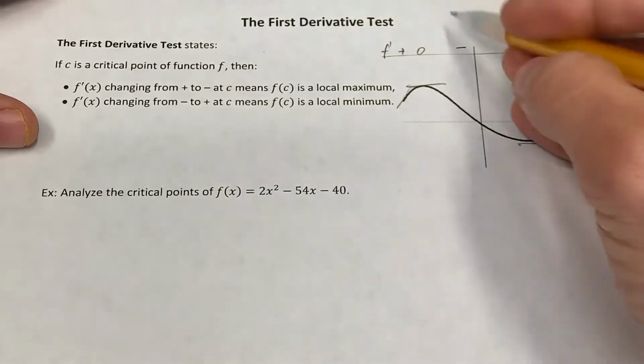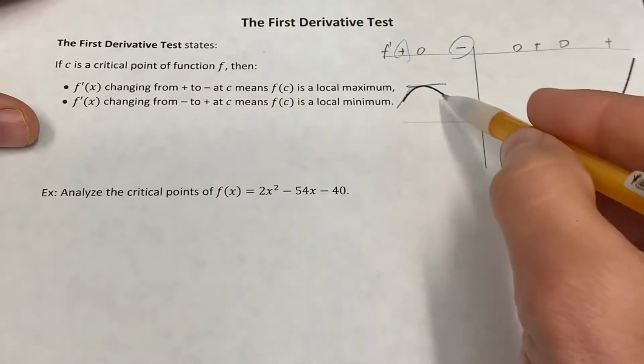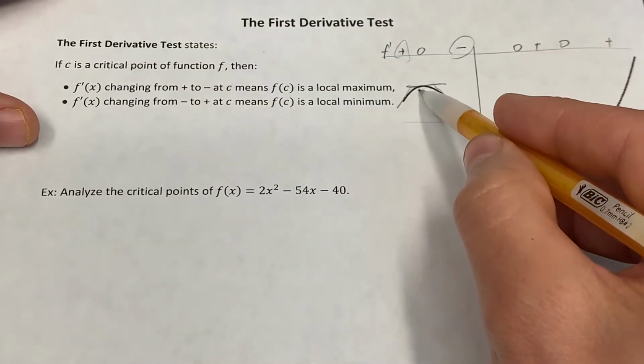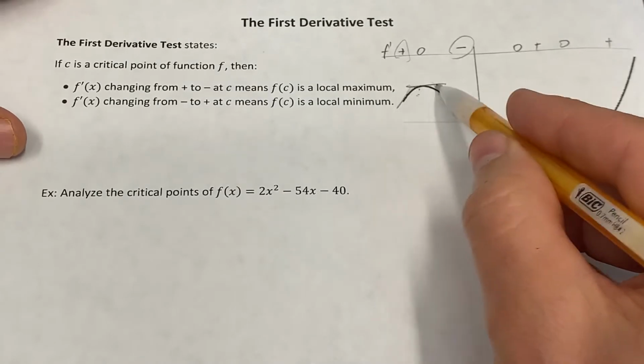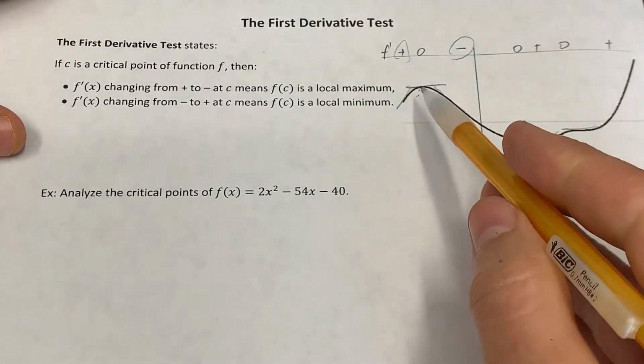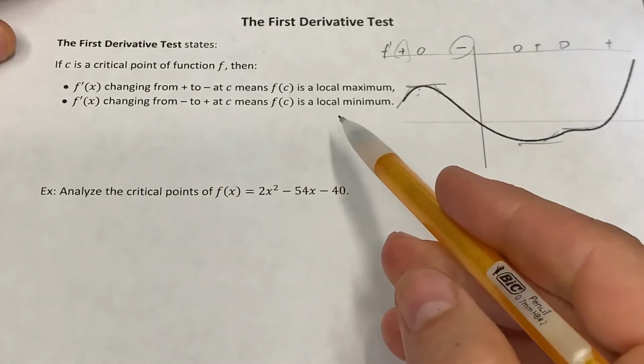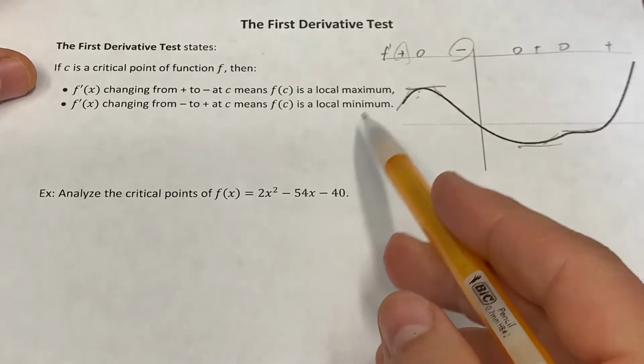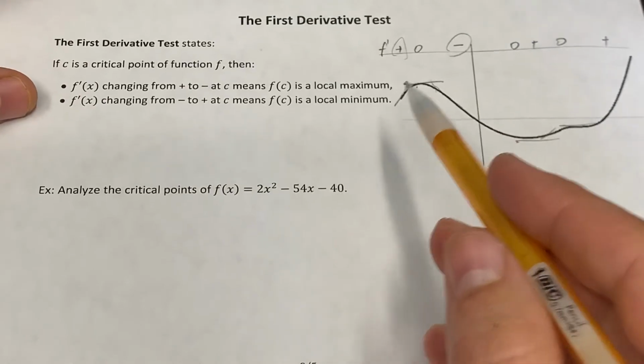So if the derivative changes from positive to negative, can you see that we have a local maximum at that point? Your book goes into more detail on this theorem, but I think that's enough for the concept.